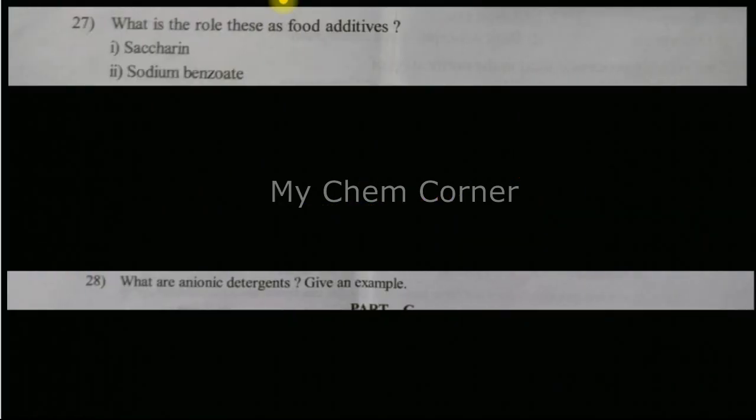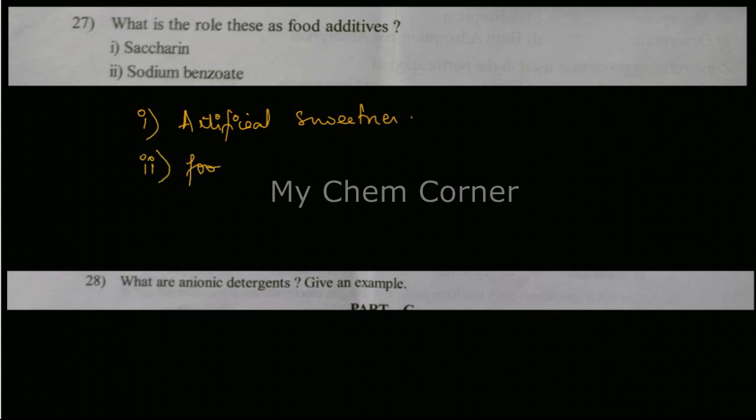Next one. 27th question, what is the role of these food additives? First one, saccharin, it's going to be an artificial sweetener. And the second one, sodium benzoate, is going to be a food preservative, each carrying 1 mark.